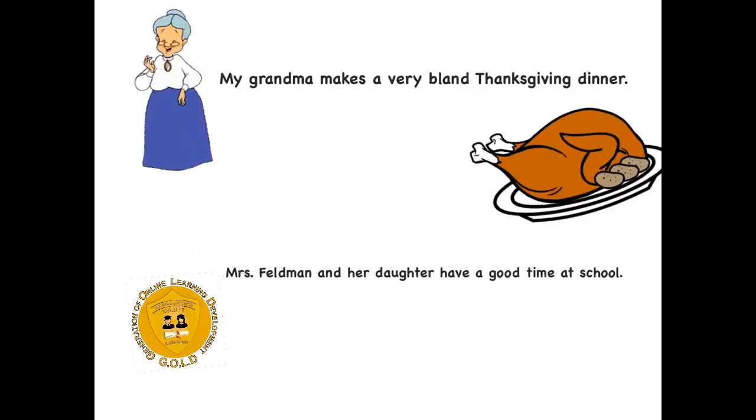So remember when I talked about my grandma making a bland Thanksgiving turkey dinner? Yes, I did use a vocab word here. Okay, so what would be the simple subject? Who is doing the cooking? Who is doing the action? My grandma, right? And what does she do? What's the verb? What is she going out and doing? She's making. So the simple subject would be grandma. The simple predicate would be make.